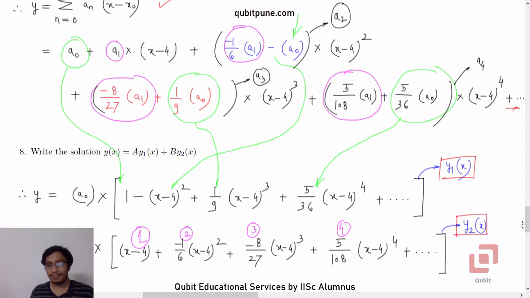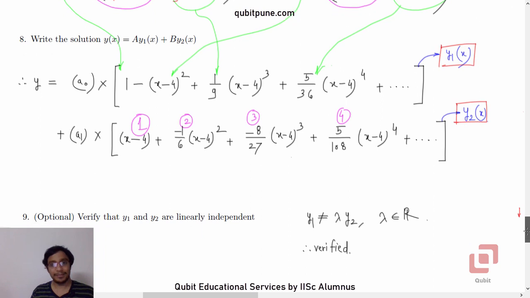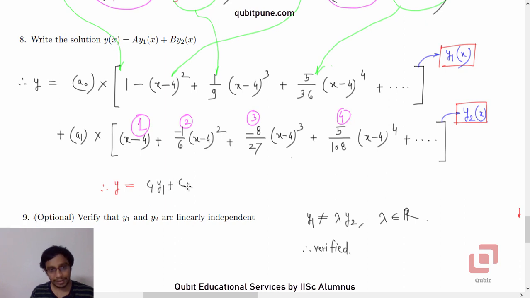And finally we have got what we desired. Okay, we've got y1 of x and y2 of x. Therefore y is c1 y1 plus c2 y2. You can call anyone as y1 and the other one will then become y2. So a0 is c1. A1 is c2. Okay.